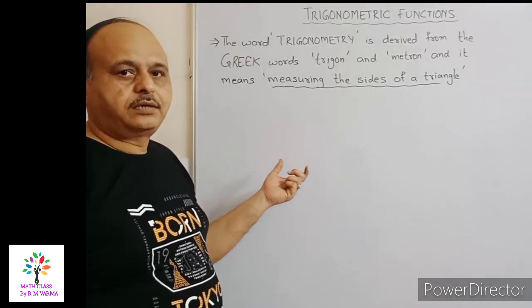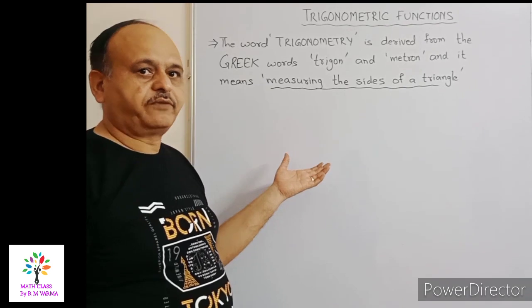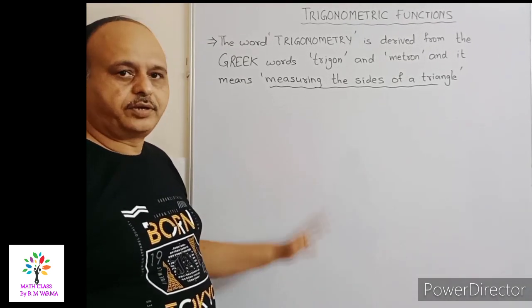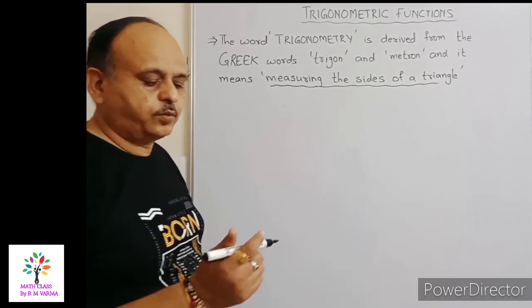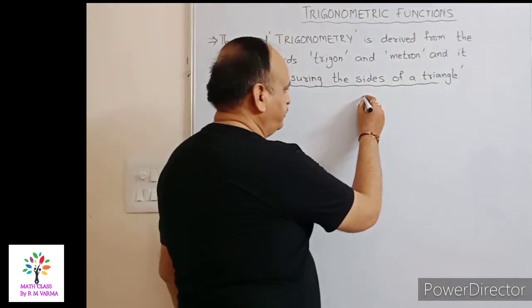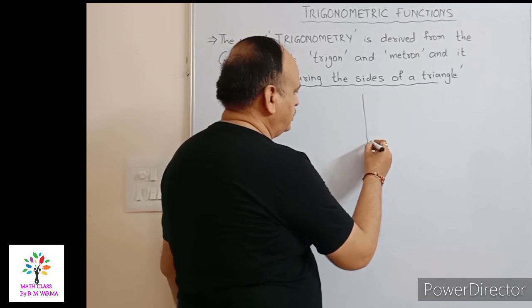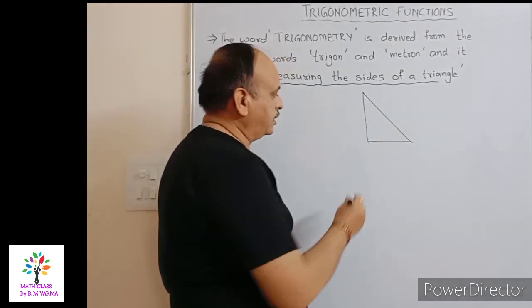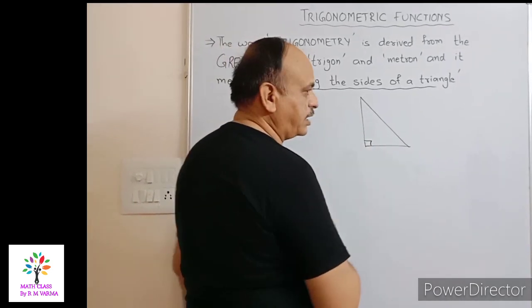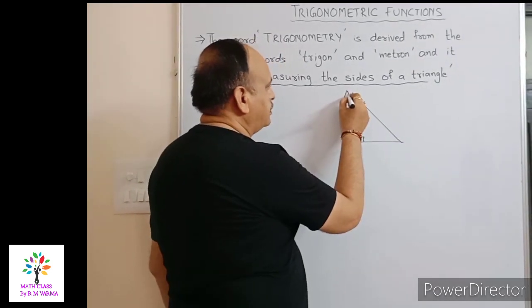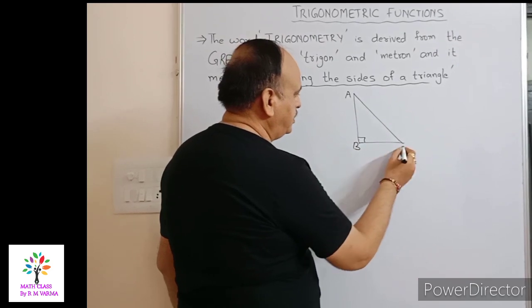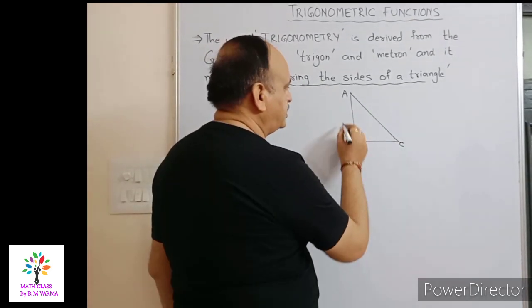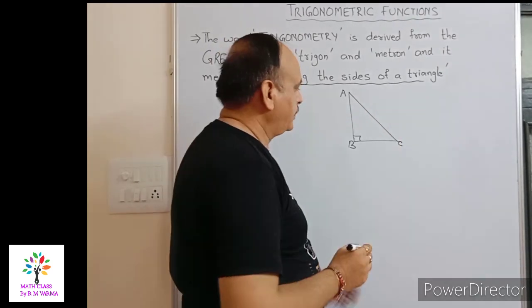Now we try to understand some ratios which are available in trigonometry. So we understand trigonometric ratios. For that we require a right angle triangle. Suppose this angle is the right angle. We'll name it as ABC. So these are the sides and this is the hypotenuse.